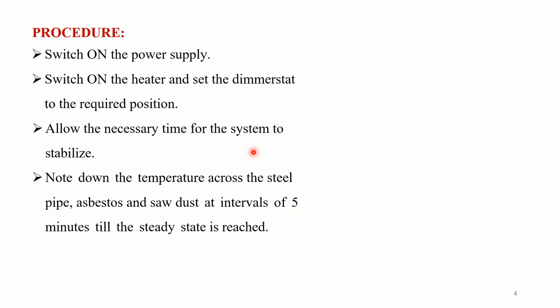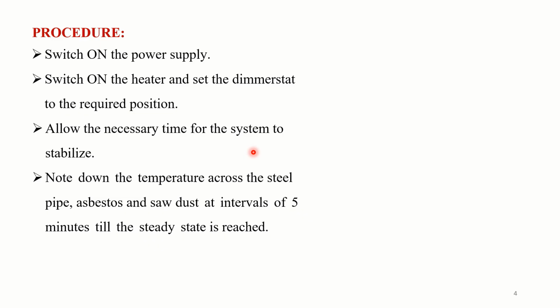After that, you need to note down temperature data, that is temperature across the pipe, interface between asbestos and sawdust, and outer surface of sawdust at a time interval of 5 minutes. That is, for every 5 minutes, you need to note down this temperature data till the system reaches steady state.